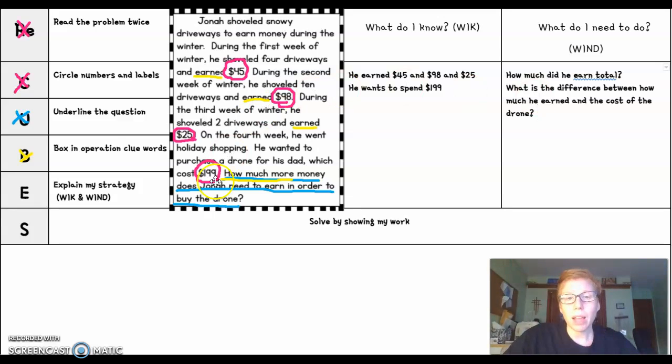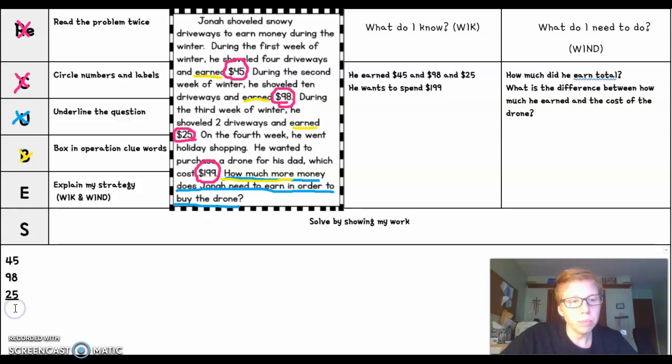Okay, so last step, solve by showing our work. Well, let's see here. I think the first thing I'm going to do is figure out how much did he earn in total. Well, how do we figure that out? Well, 45 plus 98 plus 25, right? How much will that be total? We get a good old-fashioned addition problem here.